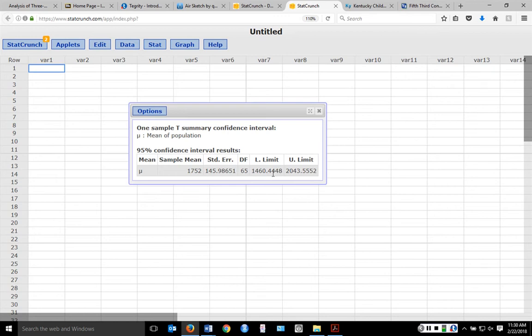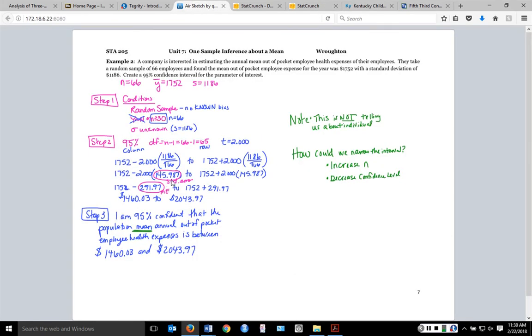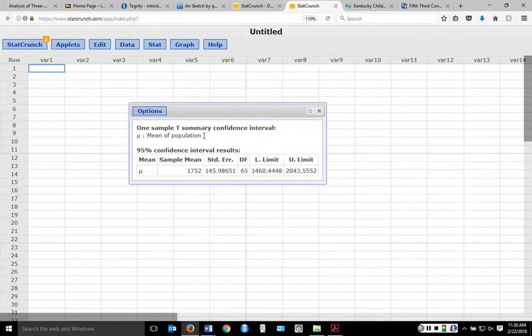Remember, especially when we went to the table, we couldn't find the exact T that we wanted. And their upper limit they got was $2,043.55, which we got 97 cents. So notice ours is a little bit different than what we got here. Also, what you'll see here is that standard error that we talked about. So it was 145.987 that we had. So notice that that's that number that we got right here. So it's a nice way of checking to make sure you've done your calculation correctly by checking StatCrunch and seeing how close your numbers are to what you got there.